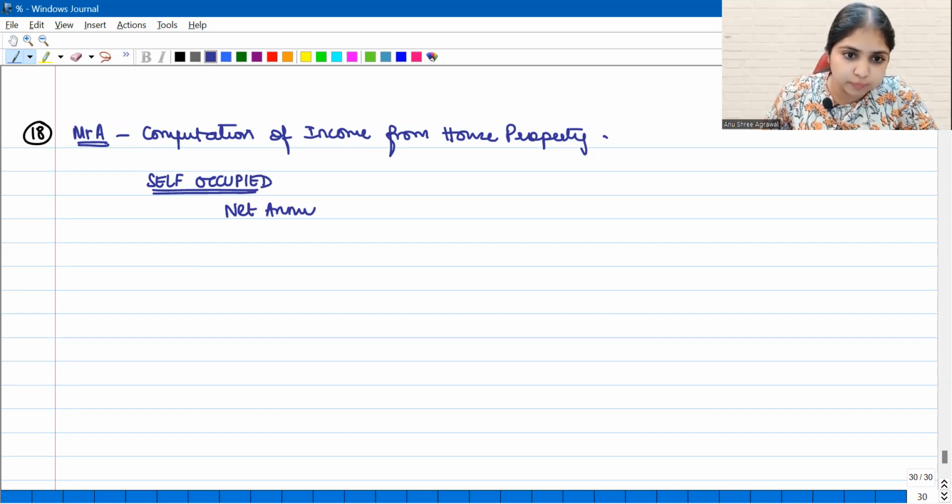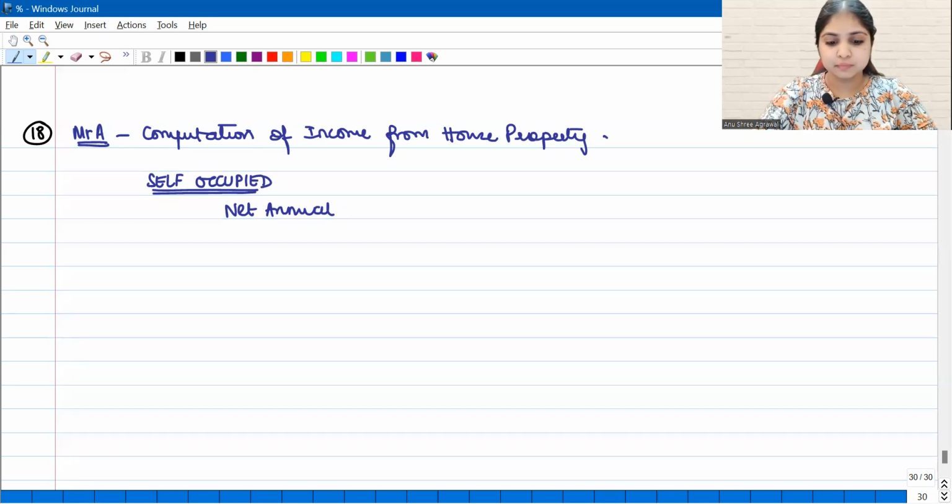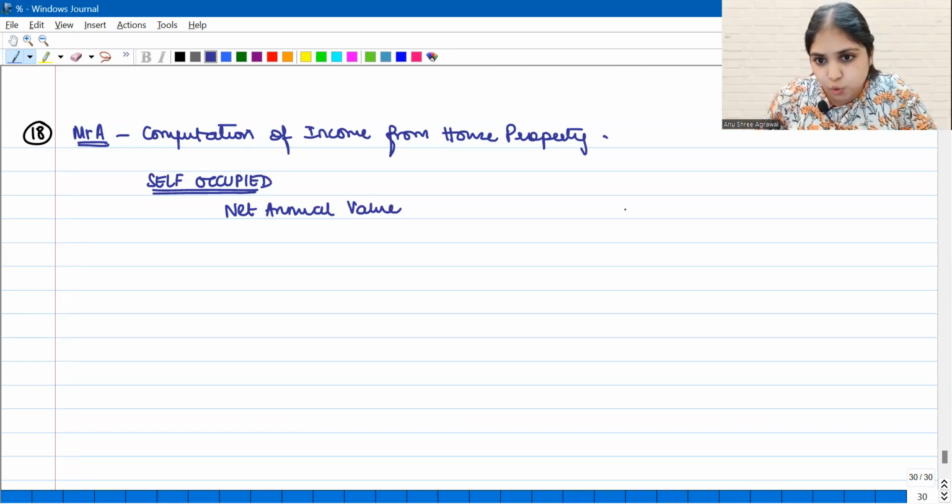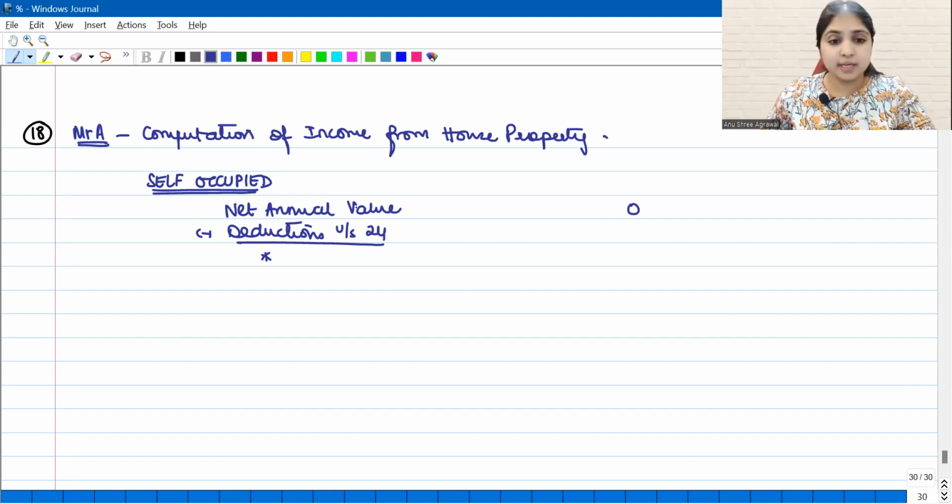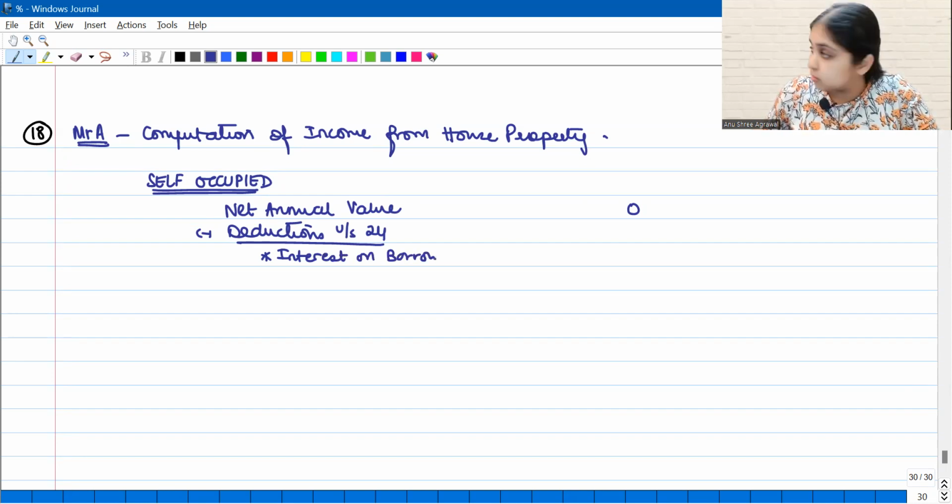Under this write down net annual value. You know very well, how do you compute for self-occupied property? For self-occupied property you start with net annual value, which is always zero. From this, what do you subtract? Deductions under section 24. How many deductions will you have? Only one deduction. What is that one deduction? Interest on borrowed capital.